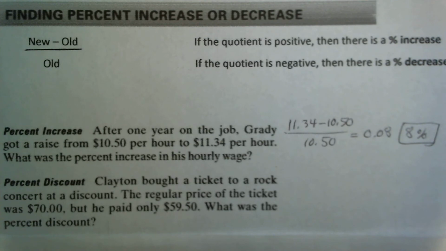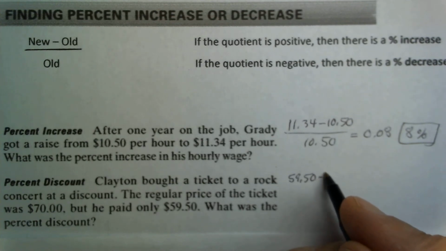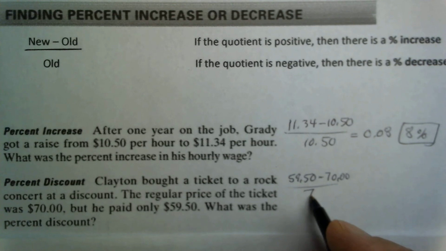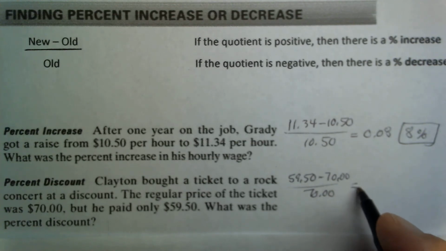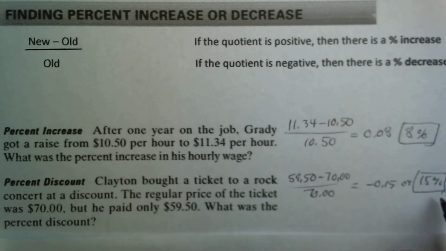Similarly, for the percent discount, Clayton bought a ticket to a rock concert at a discount. The regular price of the ticket was $70, but he only paid $59.50. What was the percent discount? Here the new value is $59.50. The old price was $70, the previous price, divided by 70. And that is equal to minus 0.15, or a 15% decrease or discount. Discount implies decrease. There's a minus sign.